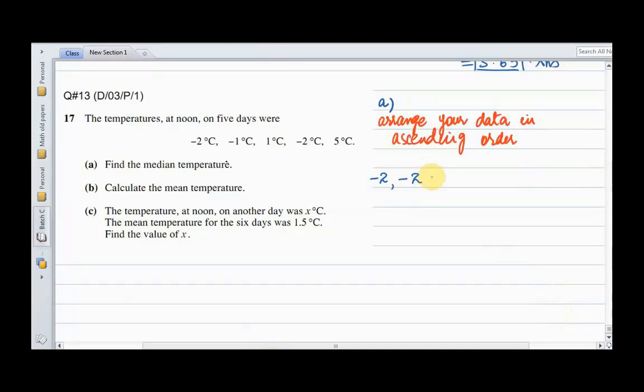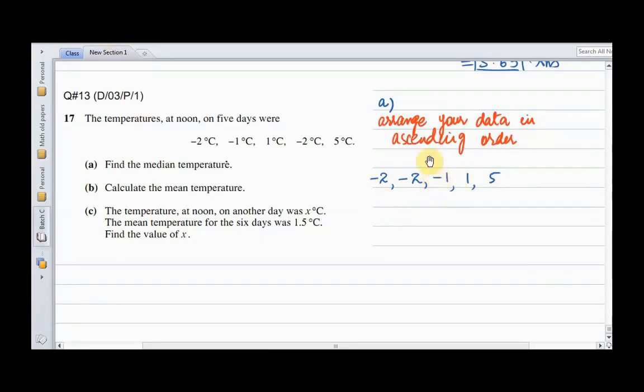After that we have -1, after that we have 1, and the last we have 5. So this step is very important. You need to arrange your data in ascending order, and once you arrange your data, now you need to apply the working formula.